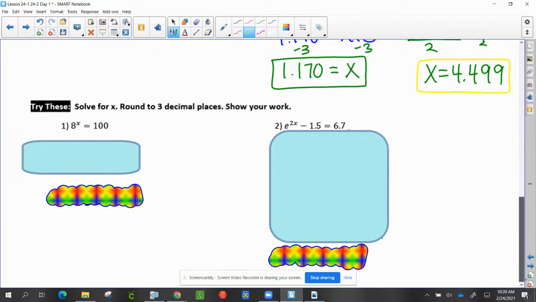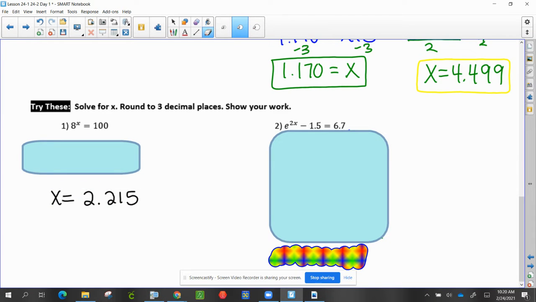Okay. So let's have you guys try 2 problems here. Number 1, you have 8 to the x is equal to 100. So rewrite this as a log statement to solve for x. Plug it in your calculator or Desmos, okay, and see what you get for x. Round to 3 decimal places. Okay, here's what I got. 2.215. So if you have something close to that, you probably did it right.